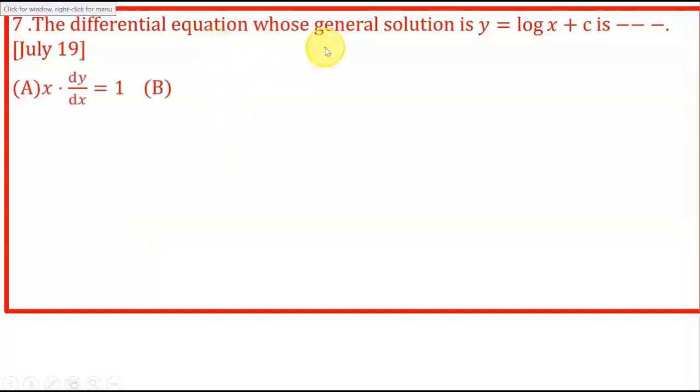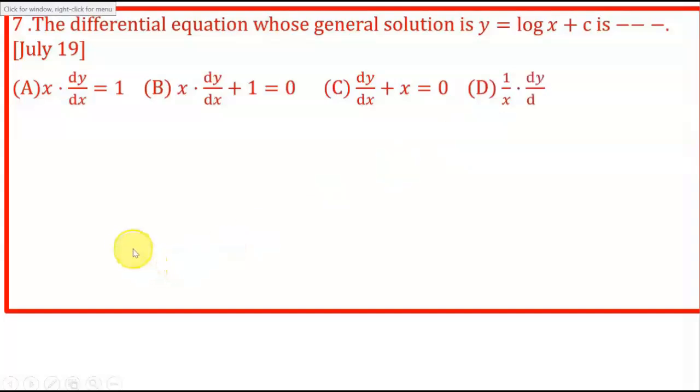Now next question. The differential equation whose general solution is y = log x + c is. These are the options. First option A is x dy/dx = 1. B is x dy/dx + 1 = 0. C is dy/dx + x = 0. And D is (1/x) dy/dx = 0.